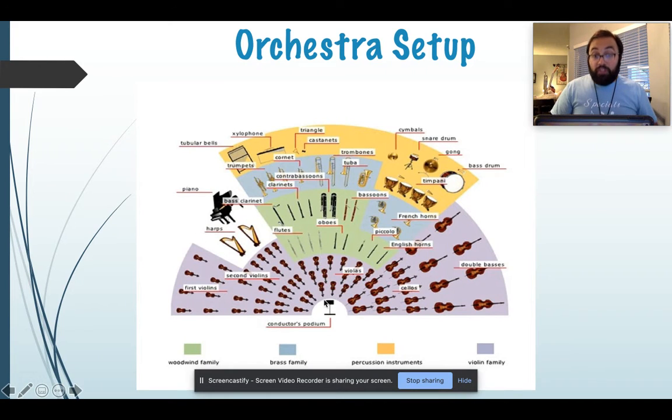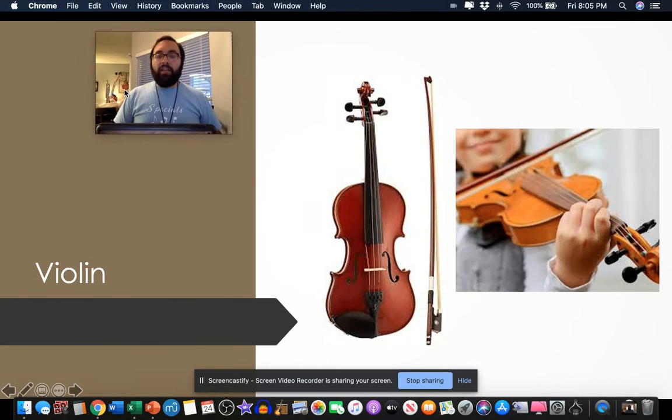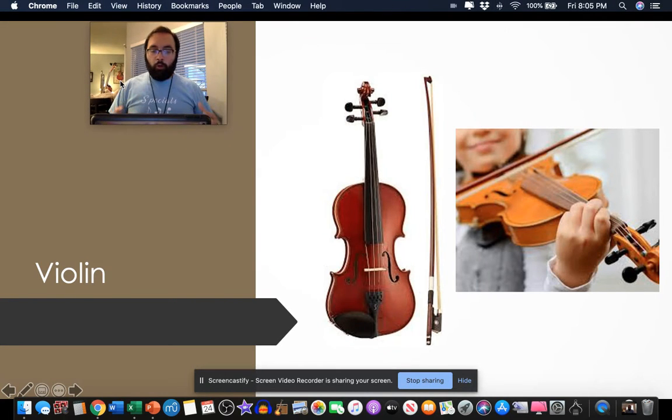So first of all, the string family is usually in a large group called an orchestra. The string family are all instruments that are usually a brown wood in color. It uses vibrations through bowing or plucking to make musical sounds. The most common instrument in the string family used in an orchestra is the violin. The violin is the smallest and has the highest musical sounds.